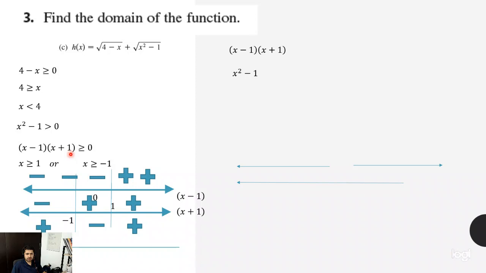What I have here is just the multiplication of these two, right? So from minus 1 on, the expression is definitely positive. Between minus 1 and 1, the expression is negative because negative times positive is negative. And over 1, positive times positive is positive. Then this is positive.